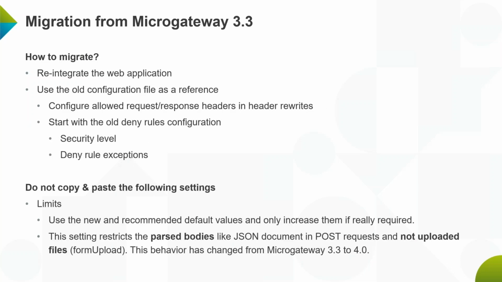So how should you migrate from Microgateway 3.3? We suggest that you reintegrate your web application. Use the old configuration file as a reference. Configure the allowed request and response headers in HeaderRewrites and start with the old DenyRule configuration, like the security level and DenyRule exceptions. There is an exception for the limits. So please start with the new default values from the limits and only increase them if required. And keep in mind that the limit for body size is only applied to parsed bodies, not to uploaded files.